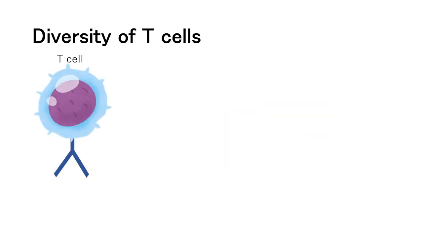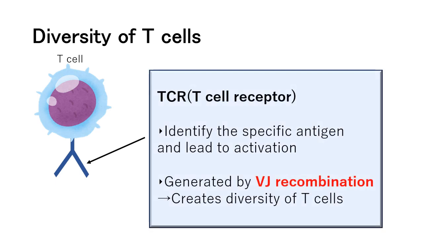Now let's focus on T cells, especially on the T cell receptor, which is also called TCR. TCR is a protein complex that identifies a specific antigen and leads to activation. It's generated by a genetic recombination system called VJ recombination. In this system, instead of creating TCR from one prepared gene, TCR is created from several gene segments by combining them randomly. Thanks to this process, T cells are able to have rich diversity and handle every pathogen that may invade the body.